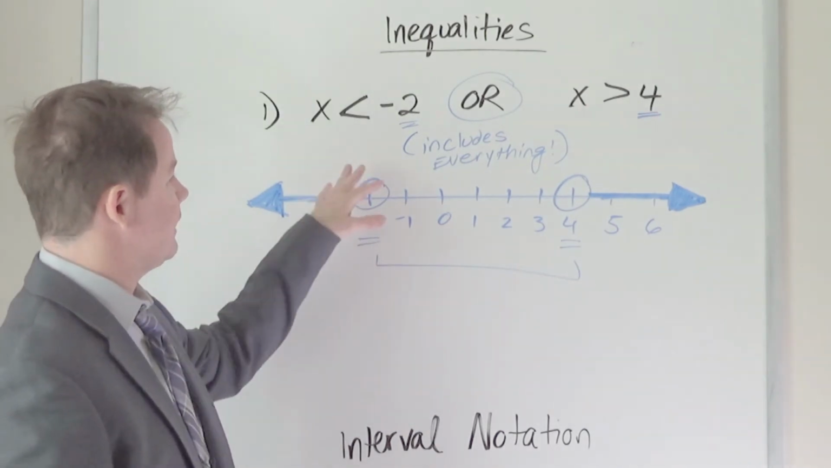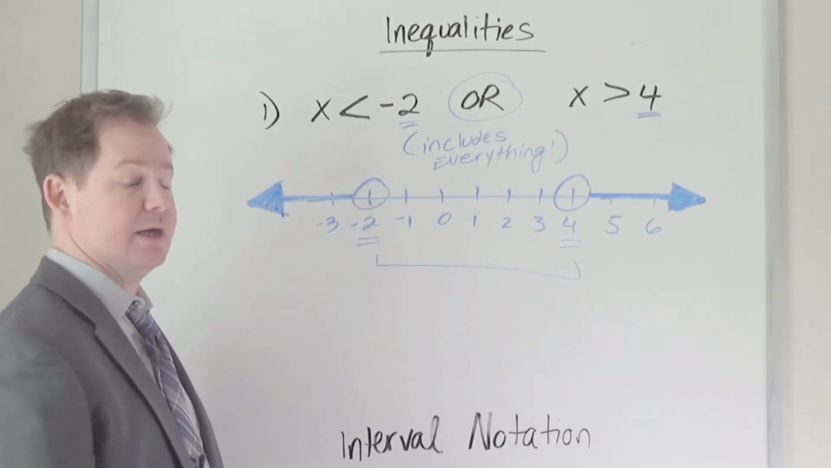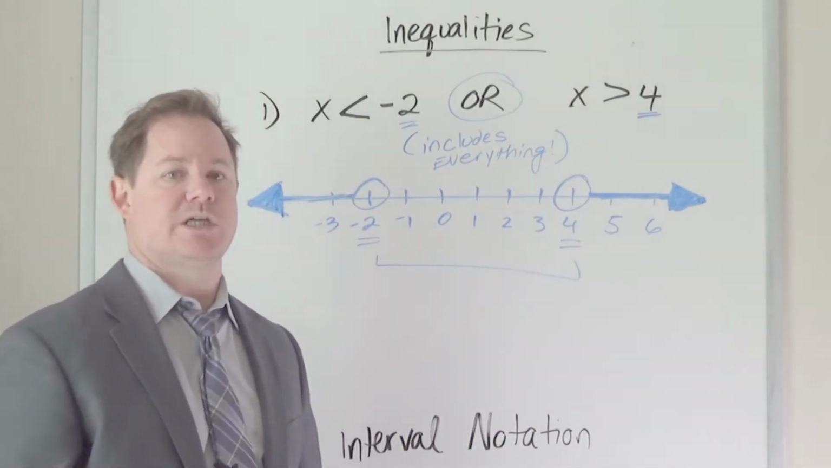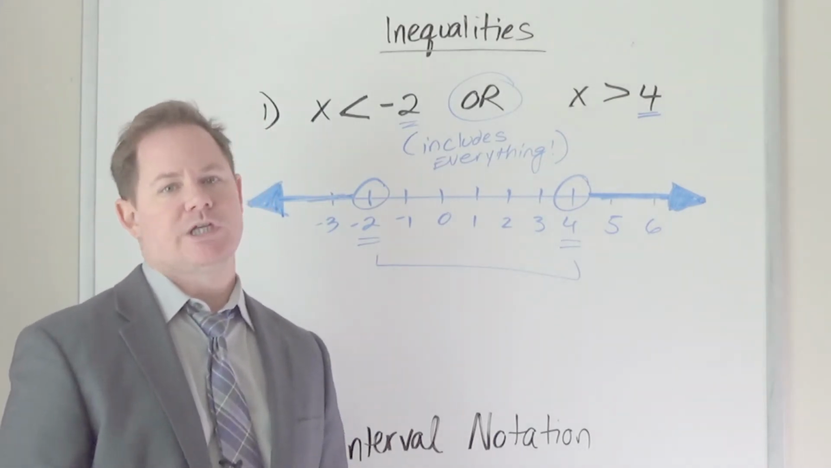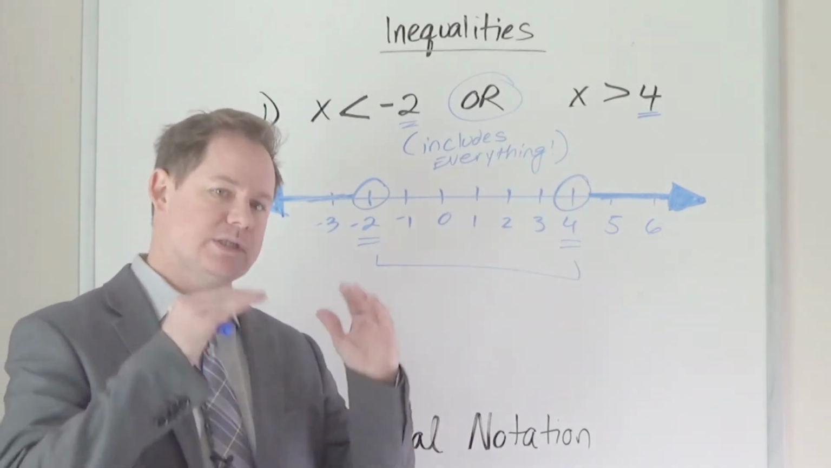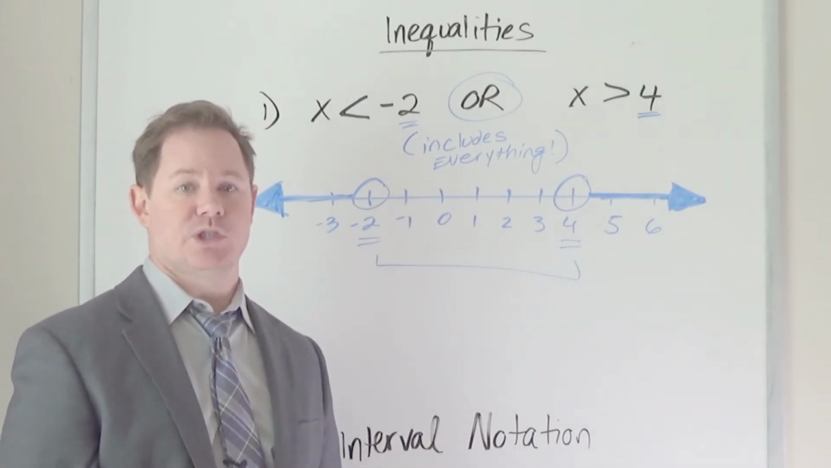We know how to graph x is less than -2 or x is greater than 4. We've put it on our number line, but we need to represent it in interval notation. Interval notation just means that you're going to be using parentheses and brackets to represent the range of values for your solution set.